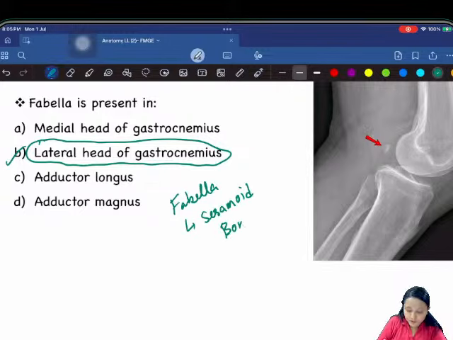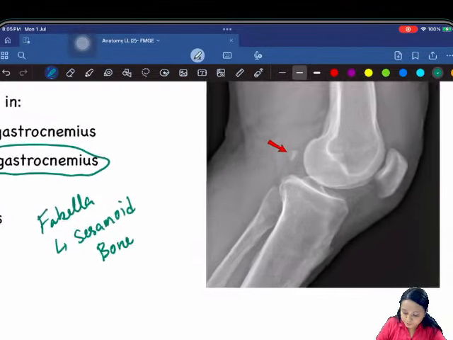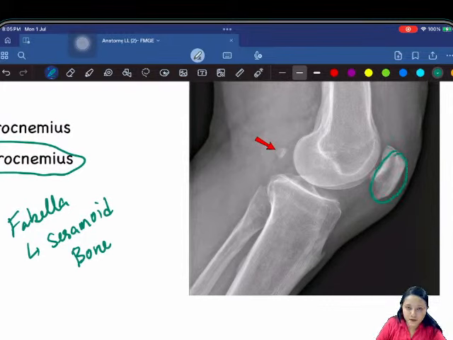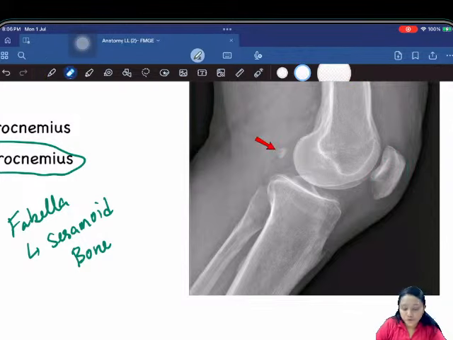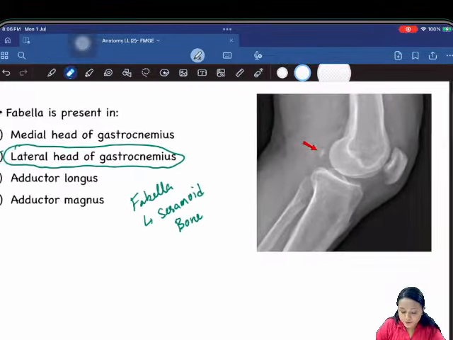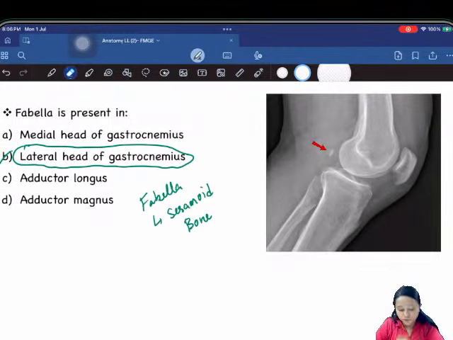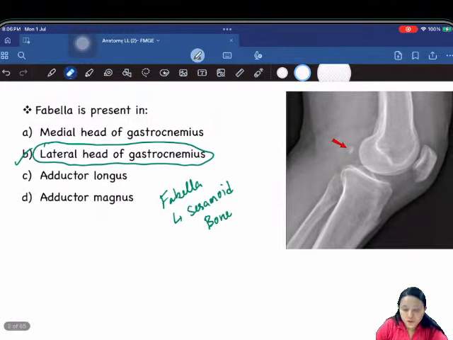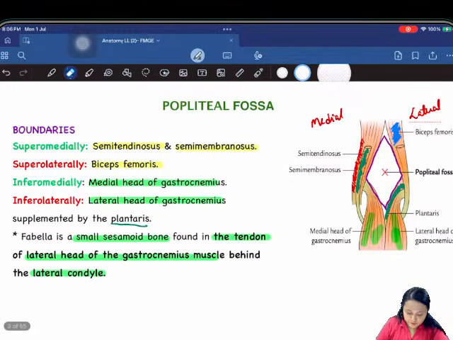You also have a large sesamoid bone, that is the patella. You can see it in this area. Opposite to the patella you can see a small sesamoid bone, and sometimes they might ask in an X-ray: identify the marked structure, which ossifies in the tendon of which of the following. They might ask in an alternate way also. So the answer is the lateral head of gastrocnemius. The fabella is present in the tendon of the lateral head of gastrocnemius.